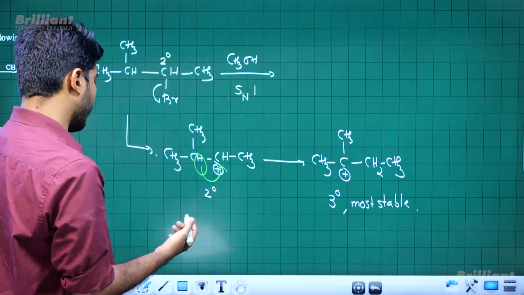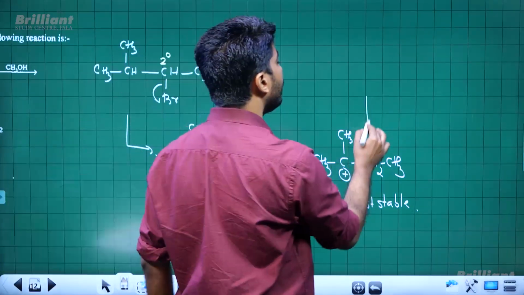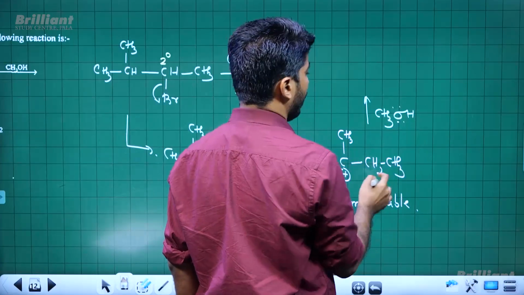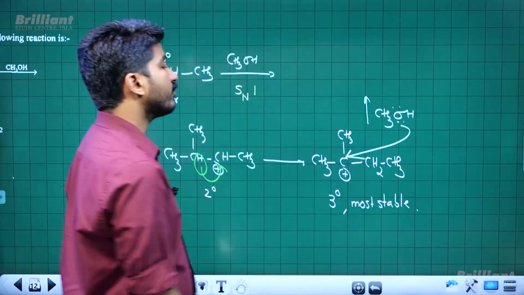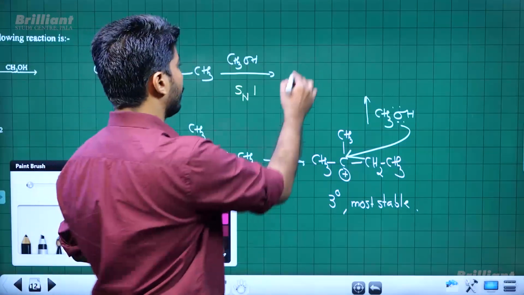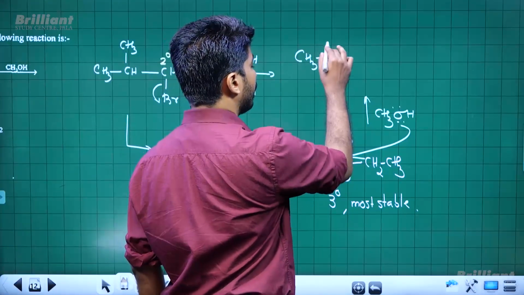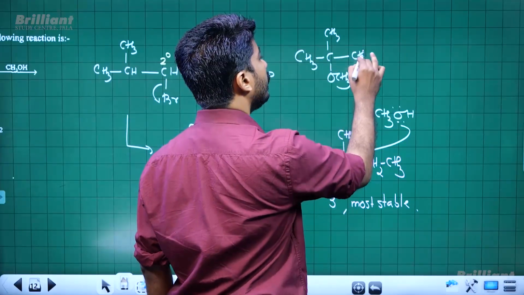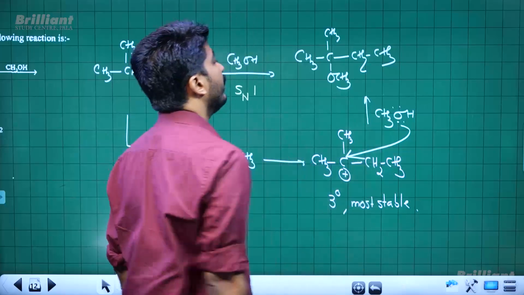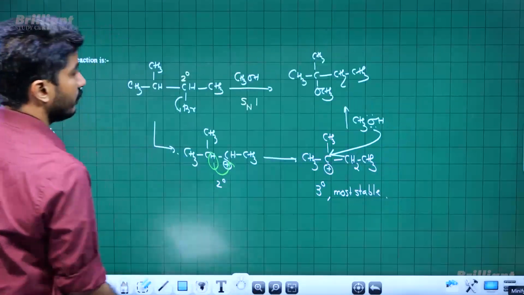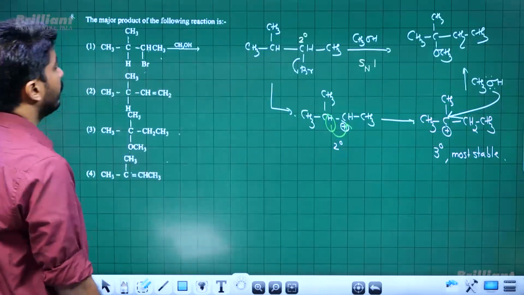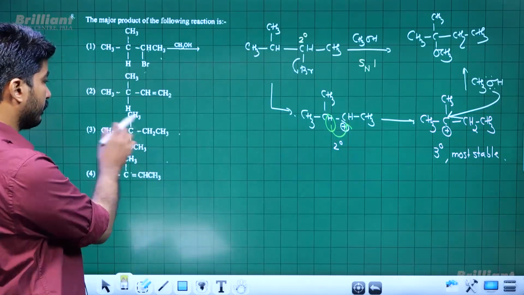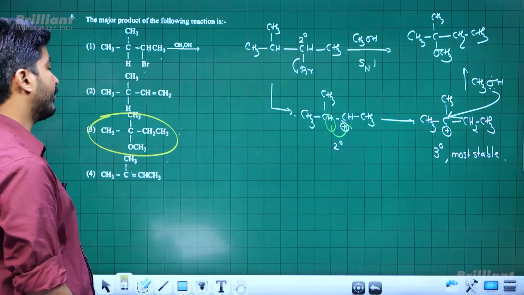Okay, so that was the initial steps of SN1. Now the nucleophile can attack, which is the solvent molecule, the methanol molecule, CH3OH. Its oxygen is a nucleophilic center that attacks on this, and we get an ether, CH3, CH3, O, CH3, CH2, CH3. This ether will be obtained. That is the major product of this solvolysis reaction. Option 3 will be the right choice.